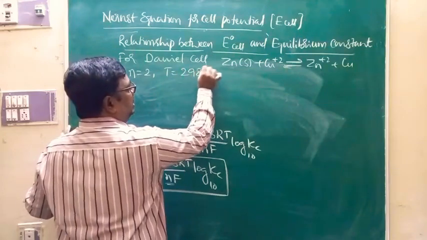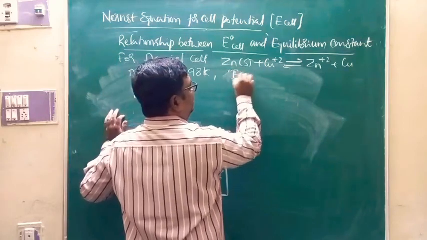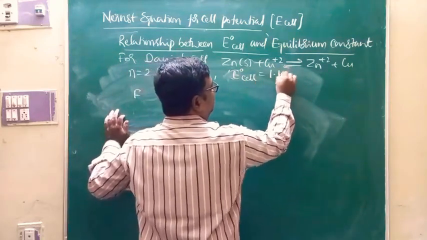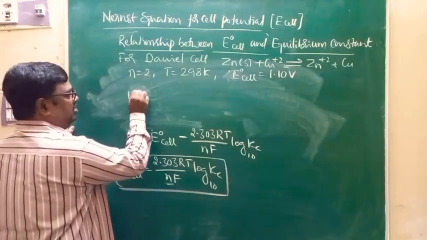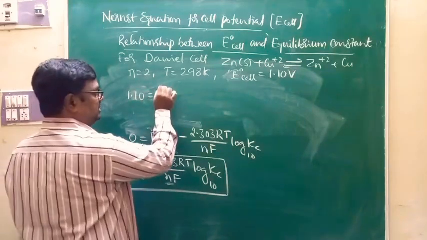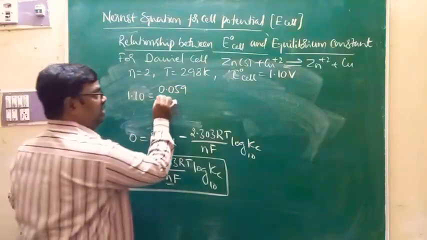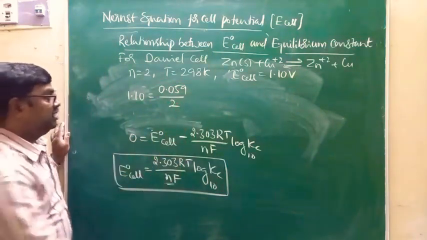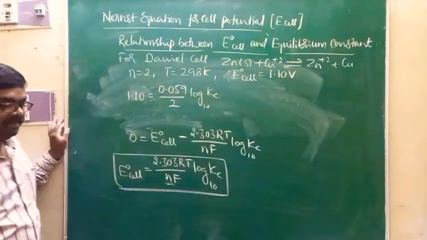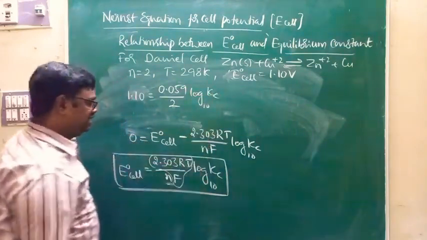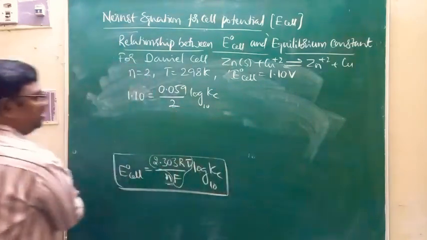Taking temperature as 298 Kelvin, see what happens. And of course, the standard cell potential for the Nernst equation, E naught of cell, as you calculated, is 1.10 volt. Substitute now. In place of E naught of cell, 1.10 is equal to, putting temperature 298 Kelvin, the value becomes 0.059 divided by 2, because n is equal to 2 here, and of course log to the base 10 of Kc. Now you need to find out the value of Kc.